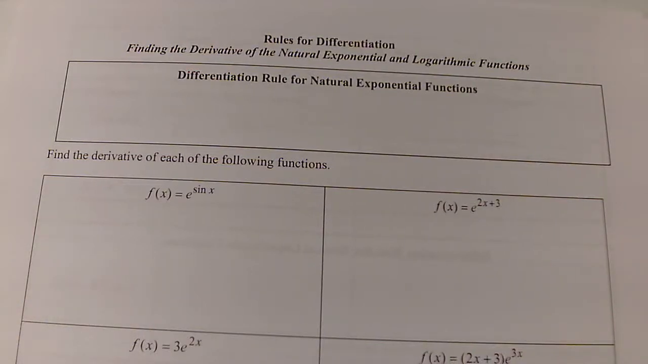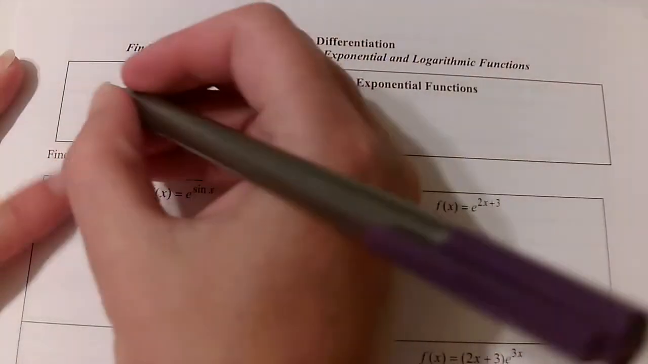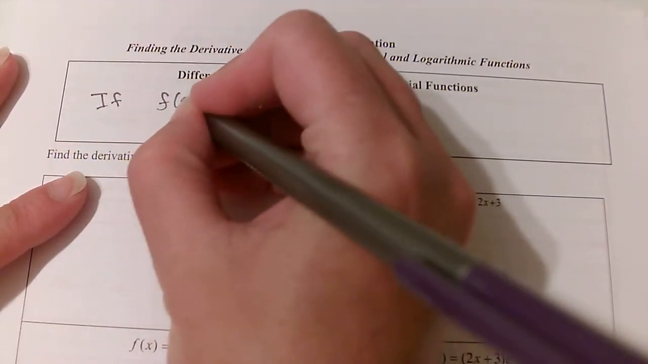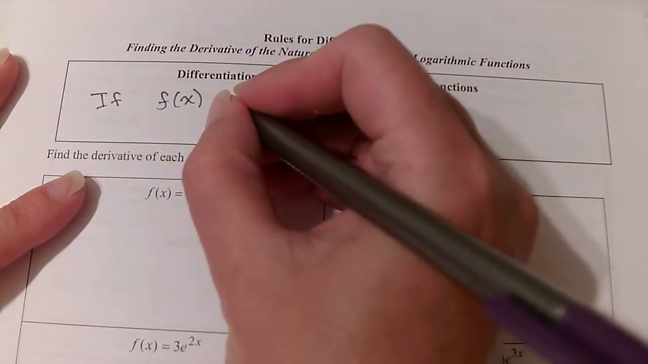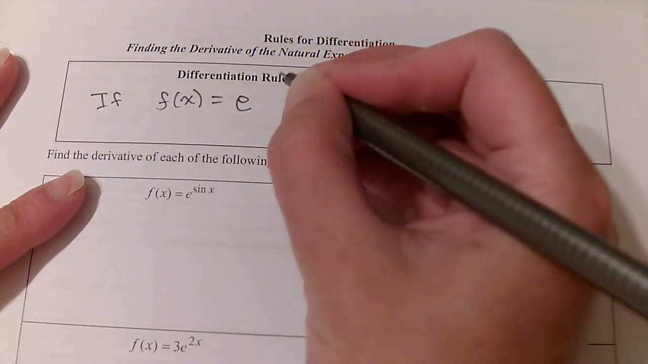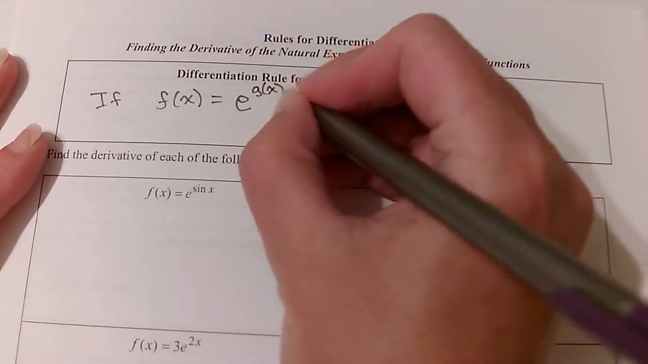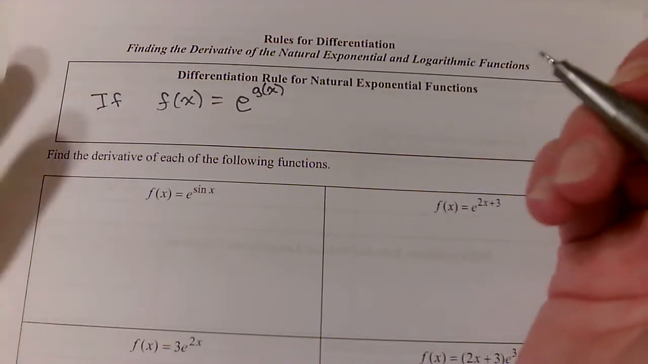So we know how to find the derivative of a polynomial. We know how to find derivatives of sine and cosine, and even tangent and all of the other trig functions. But what about exponentials and logarithms? Well, let's start with, let's say we have e to something. And so this is going to be a rule that can be used for anything. E to some kind of function of x.